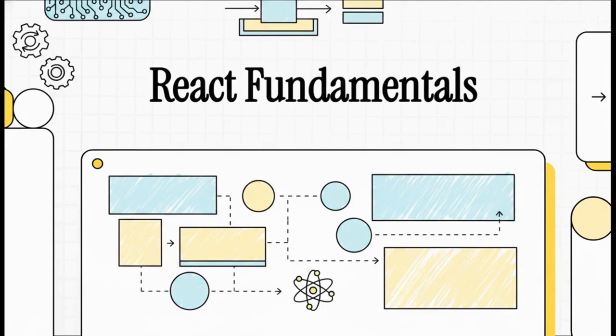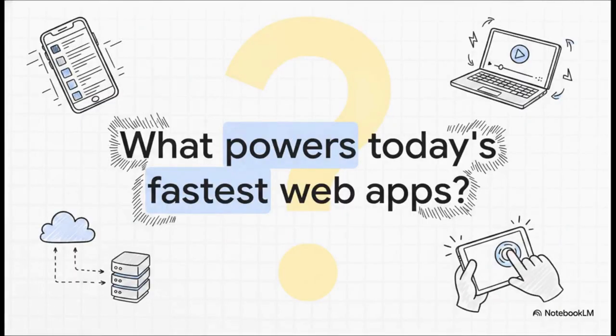Today, we're diving straight in and unpacking the architectural blueprint of modern web applications by looking under the hood of React. Our goal here is to take this massively complex ecosystem and break it down into a highly visual format. We want you to see exactly how today's digital world is engineered for absolute speed. So, what actually powers the fastest web apps we use every single day?